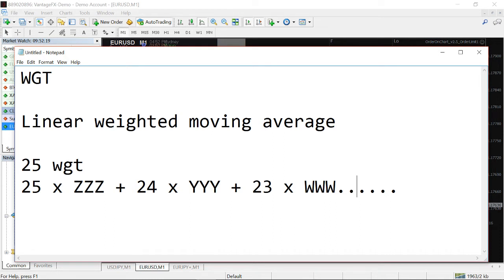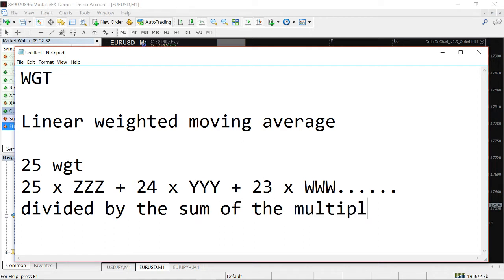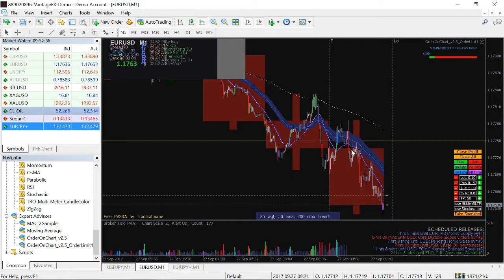And then it's going to divide. This slash means divided, by the sum of the multipliers. So 25 plus 24 plus 23 and so on. This is what it's going to do. After this calculation, we get this beautiful light blue line here.